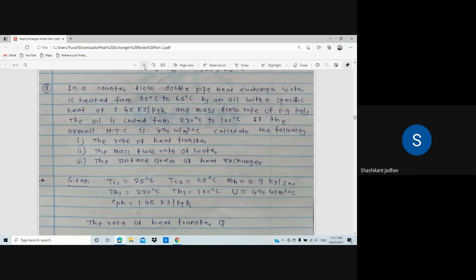So this is the simple problem. We have to remember that equations. Already we have derived the derivations for that. By using that derivations, we have to use the formulas and find out the value of Q, then m dot c, then area. Okay. Those who have completed, put their answer in the chat box. All three answers we have to put in the chat box.